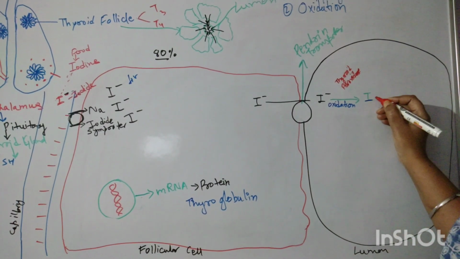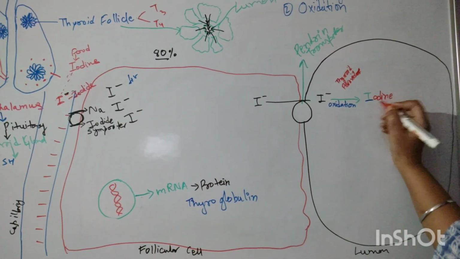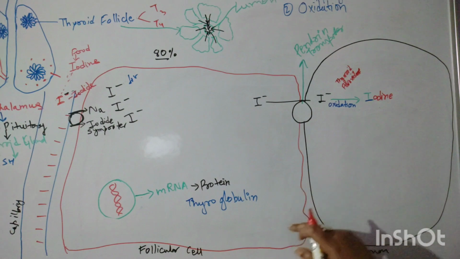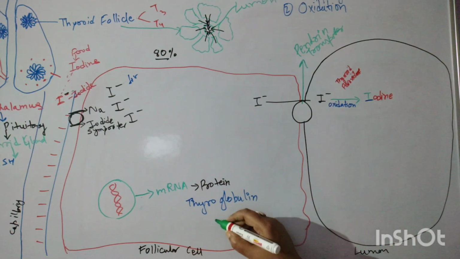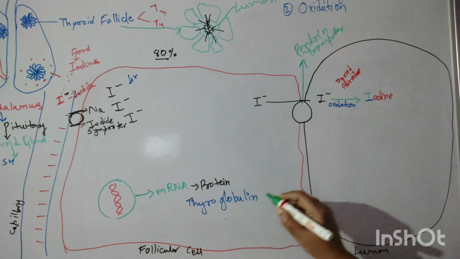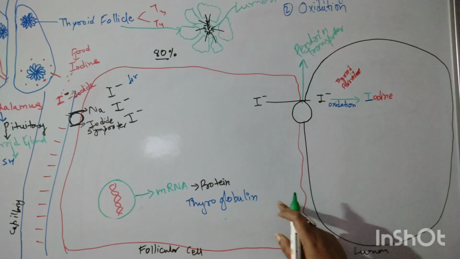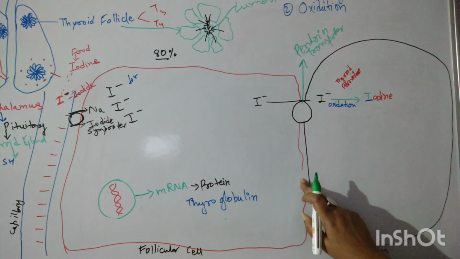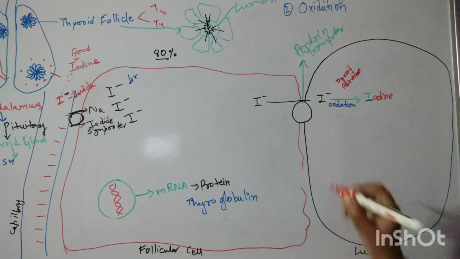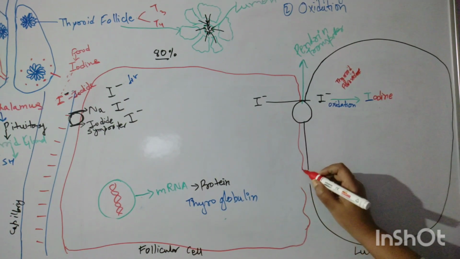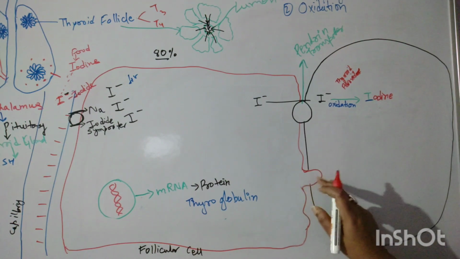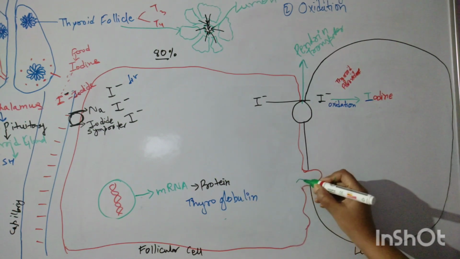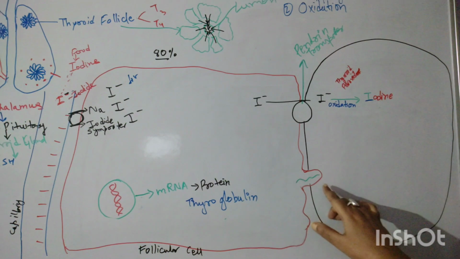Now iodine is formed. Now see, this thyroglobulin also enters the cells. Thyroglobulin also enters the cell through the process of endocytosis. So what happens? Endocytosis means the vesicle enlarges and it contains the thyroglobulin. Suppose this is thyroglobulin. This enters.